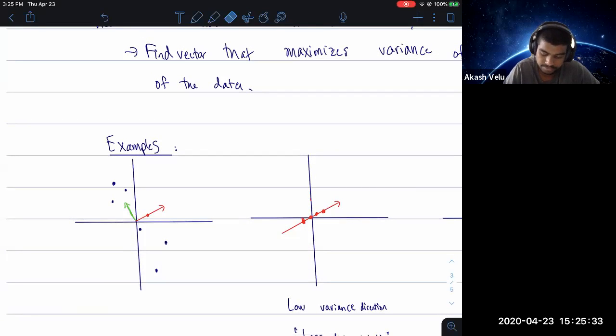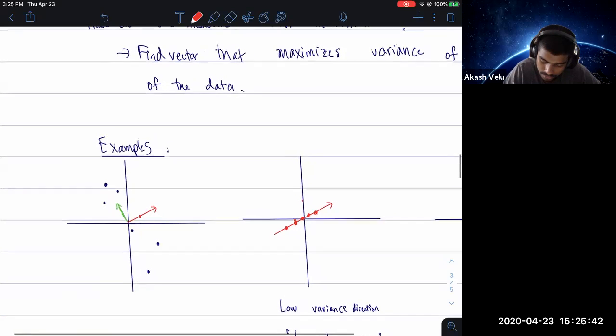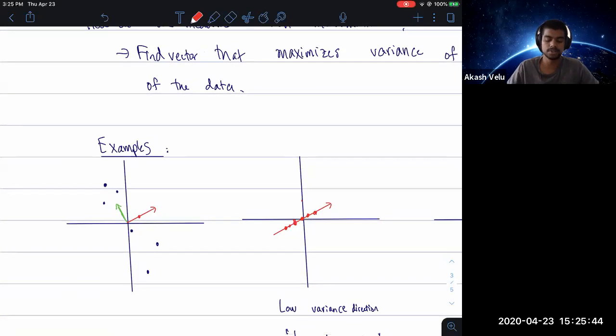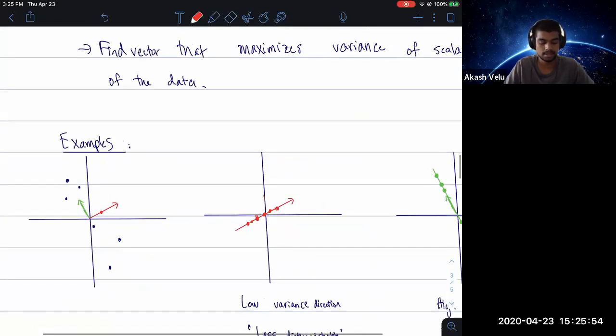So I think I missed a couple. So there's going to be one right here and then one right here as well. But in other words, all of these projections are going to be on this red vector. Okay, so that's one scenario.